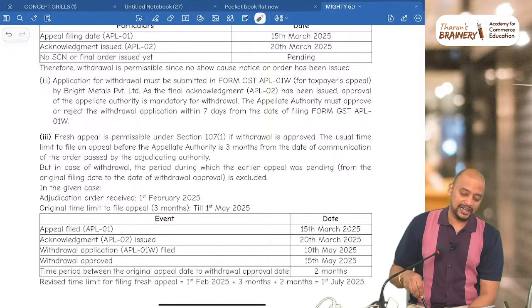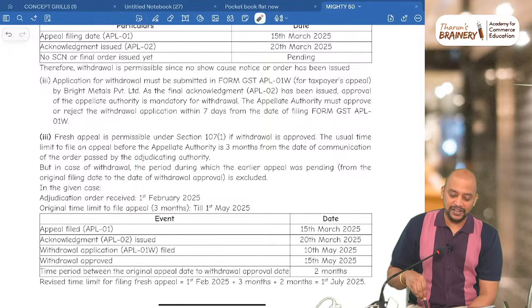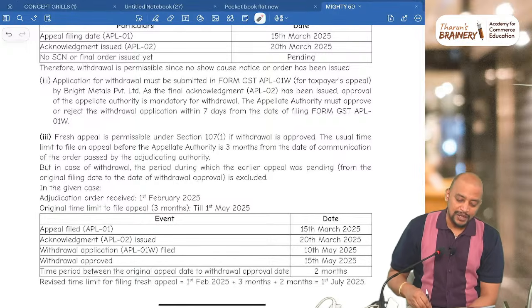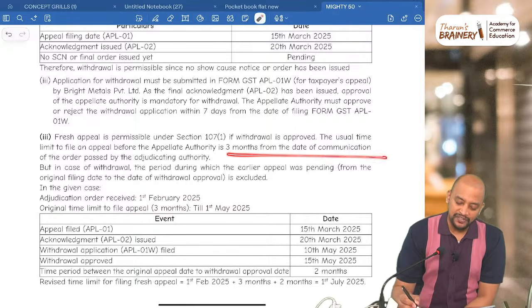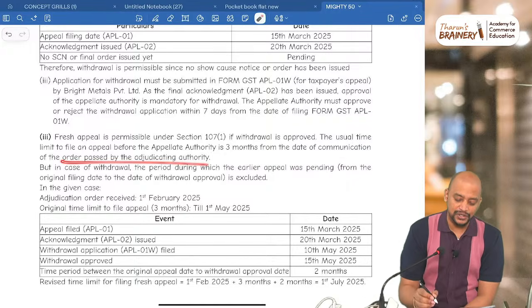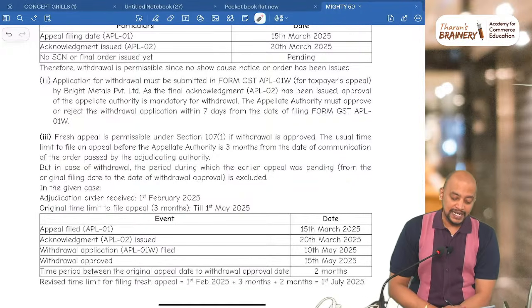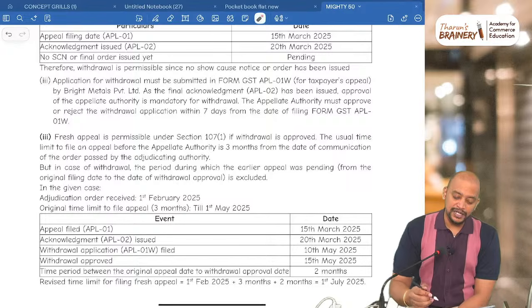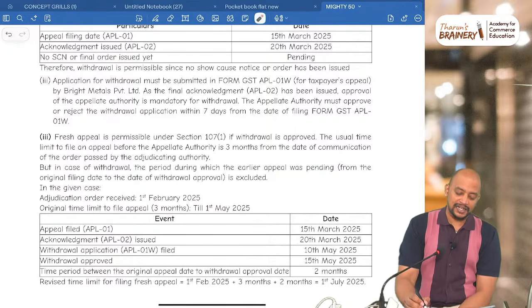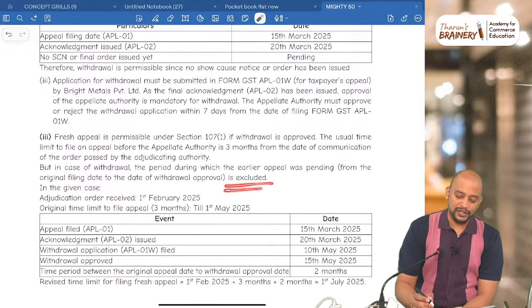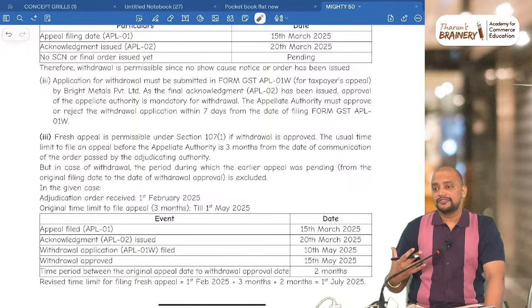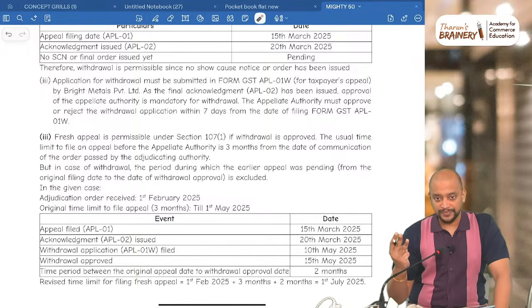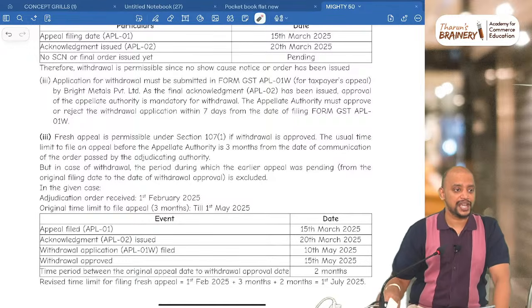Okay. And next, fresh appeal is permissible under section 107 if withdrawal is approved. The usual time limit to file an appeal before the appellate authority is 3 months from the date of communication of the order passed by the adjudicating authority. But in case of withdrawal, the period during which the earlier appeal was pending will be excluded. So please listen. What is the time limit for making an appeal? 3 months from the date of adjudication order.